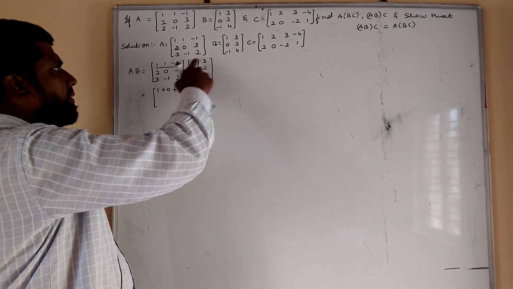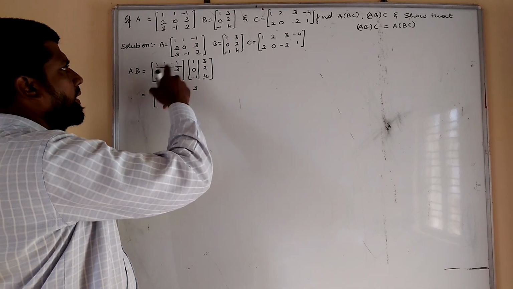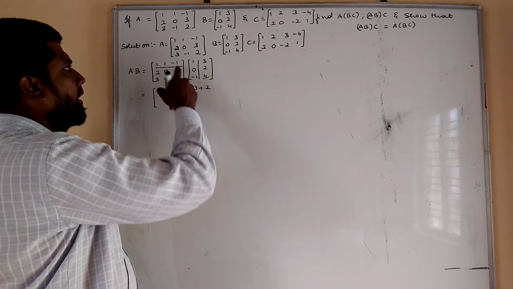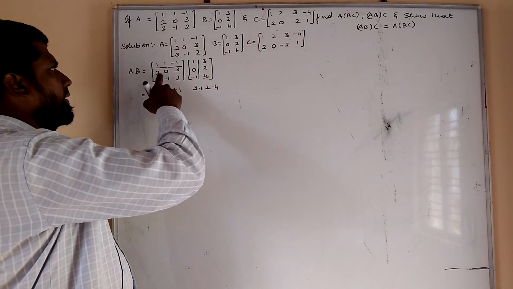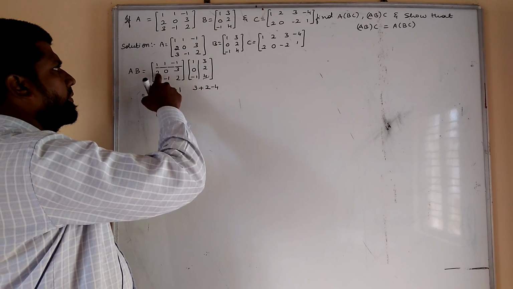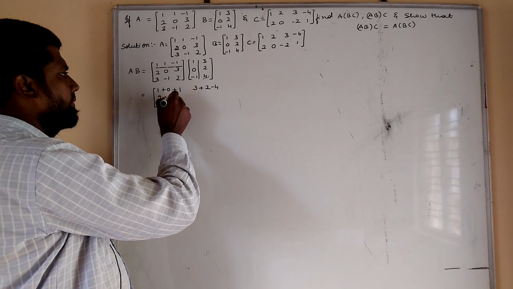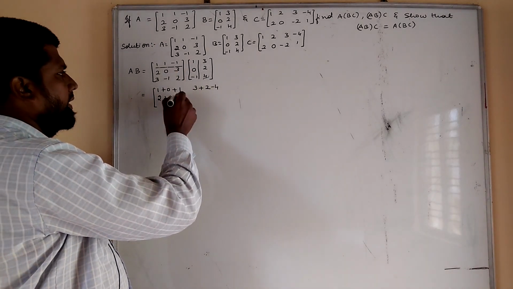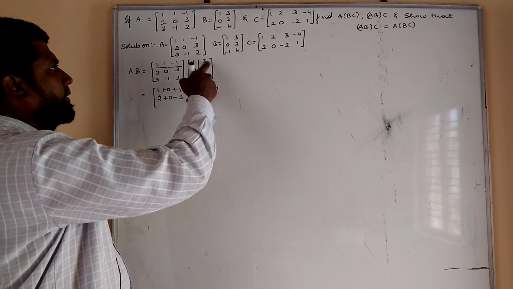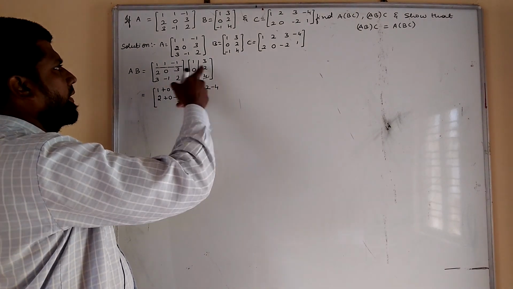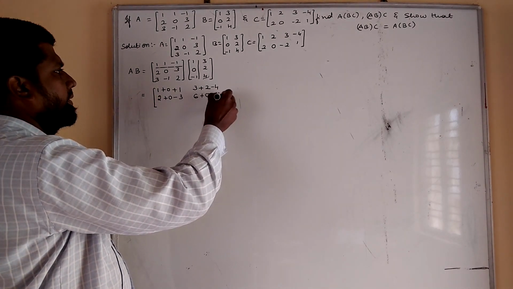So first row, second column: 1 into 3 is 3, 1 into 2 is 2, minus 1 into 4 is minus 4. Then second row, first column: 2 into 1 is 2, 0 into 0 is 0, 3 into minus 1 is minus 3. Second row, second column: 2 into 3 is 6, 0 into 2 is 0, 3 into 4 is 12, plus 12.